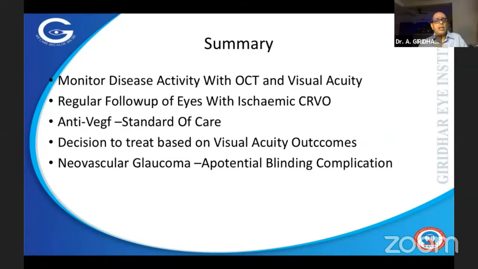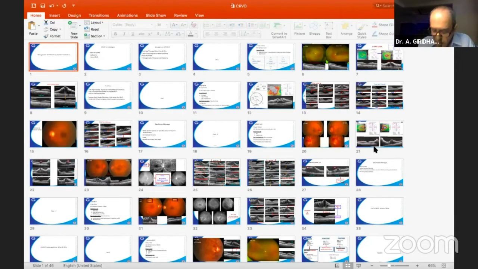So in summarizing, I would like to say that in CRVO, we need to monitor disease activity with OCT and visual acuity on a regular basis. Anti-VEGF is the standard of care. Decision to treat should be based on visual acuity outcomes, and neovascular glaucoma is a potential blinding complication. Thank you all for your kind attention, and I'm sorry I crossed the time limit.